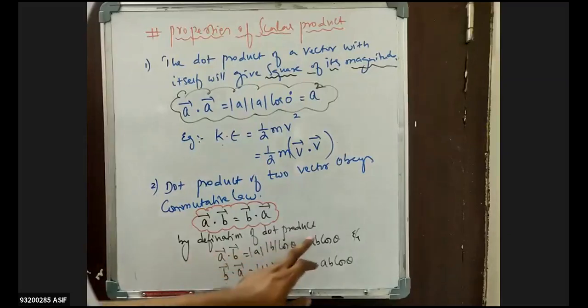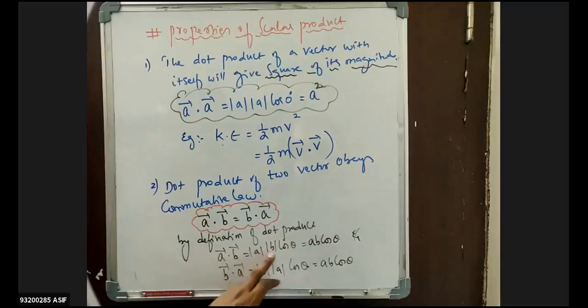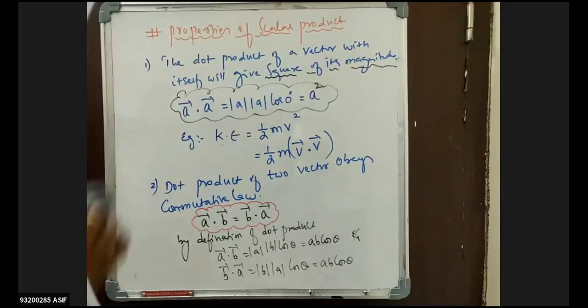Why? Because from the definition of the dot product, a bar dot b bar is mod a mod b into cos theta, which is ab cos theta, and b bar dot a bar is mod b mod a into cos theta, which is also ab cos theta. Clear? Sure. Take the third property.